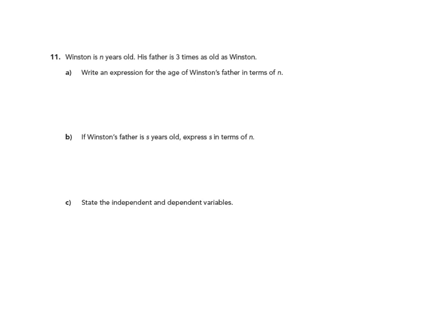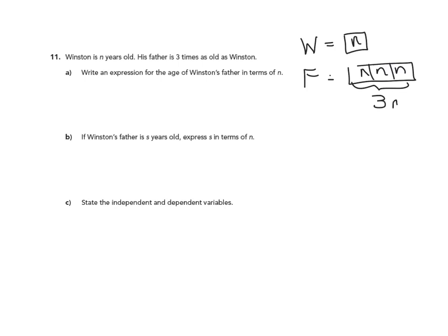So they tell us here that Winston is N years old. And his father is 3 times as old. So I know that his father is actually going to be 3N. So I know Winston is N, his dad is 3 times older, or 3N. And they say, okay, write an expression for Winston's father's age in terms of N.